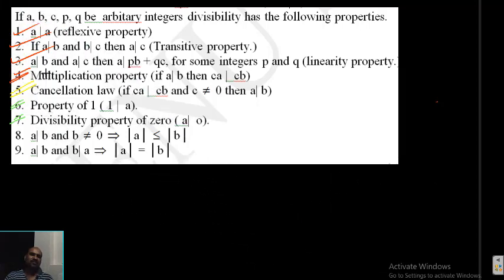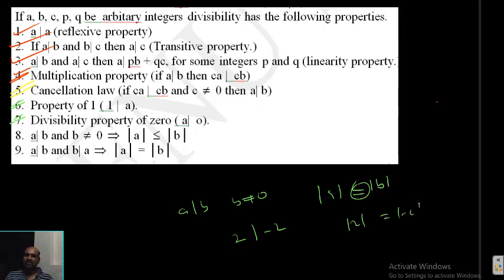Okay, 7 I explained. The 8th one: A divides B and B is not equal to 0. Directly I can say mod A is lesser than or equal to mod B. Easily you can verify. I will show you. 2 divides minus 2, obviously correct. If you apply modulus on 2 and minus 2, you get equality. Modulus of 2 equals modulus of minus 2.